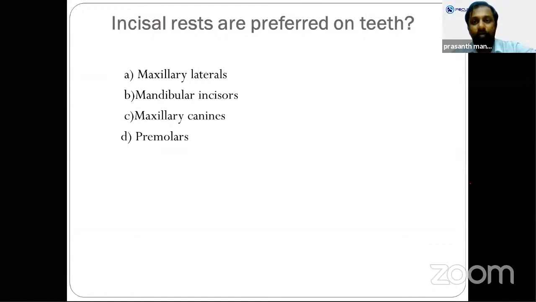Incisal rests are preferred in which teeth? Maxillary laterals, mandibular incisors, maxillary canines, premolars. They are very direct questions. Mandibular incisors and mandibular canines are the most preferred teeth for incisal rest. Clear? So many of you have answered. Good to see that you have been following the class. Good.